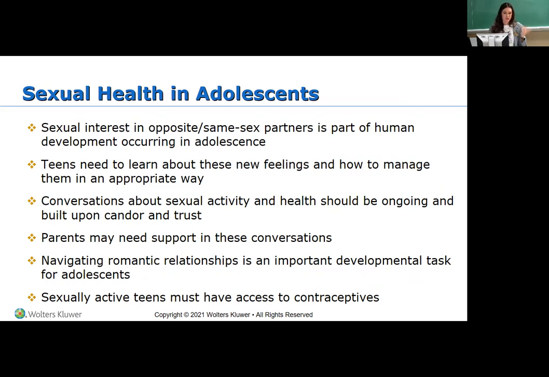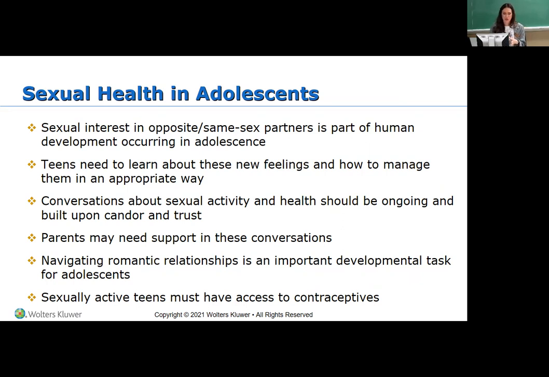So they are going to start having some sexual interest in both opposite and same-sex partners during this time. It's a part of human development, and it occurs in that adolescence time frame. So they might have curiosities about the opposite sex as well as the same sex during this time, and those are normal behaviors. We just need to make sure that they're communicating those to us or to a trusted individual, and we're giving good information for them to use to learn more about what it is that they want.